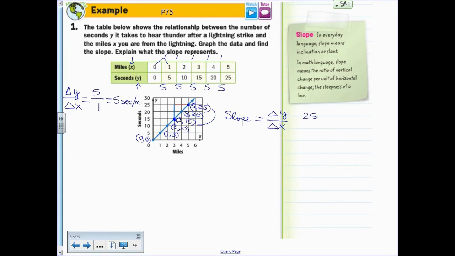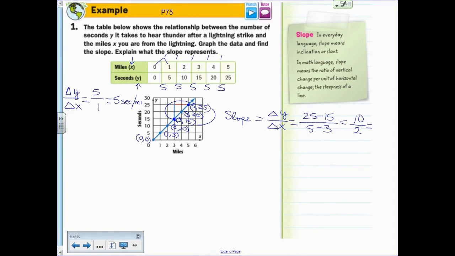So I'm going to do 25 minus 15 as my change in y. The change in x is from 3 up to 5. So I'm going to do 5 minus 3 for my change in x. 25 minus 15 is 10. 5 minus 3 is 2.